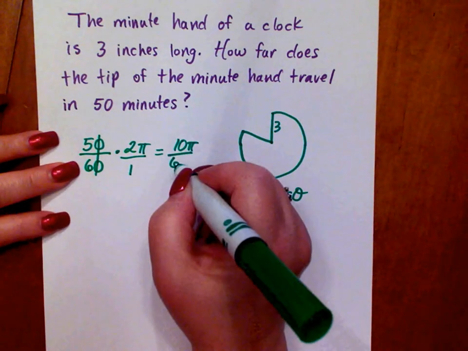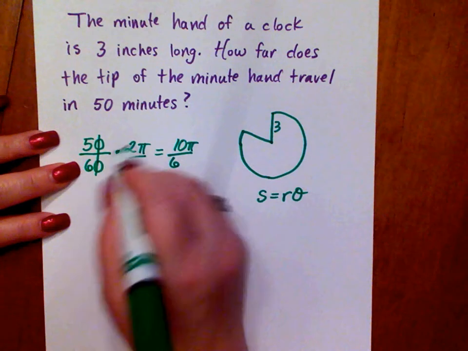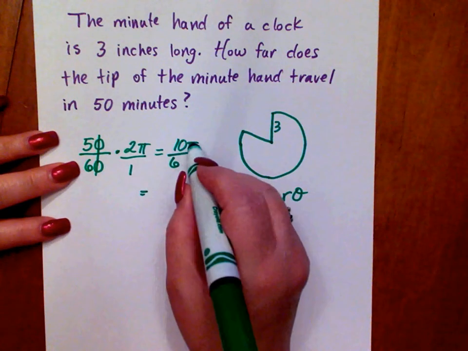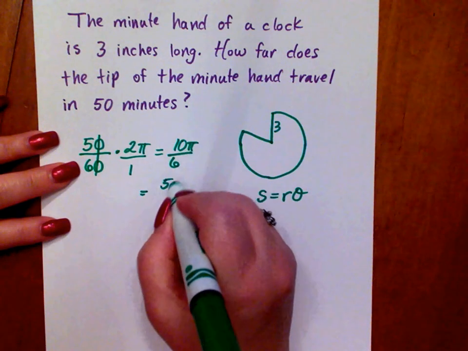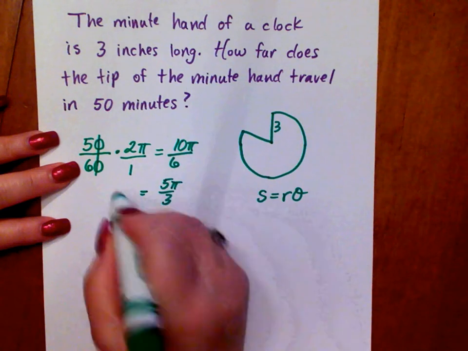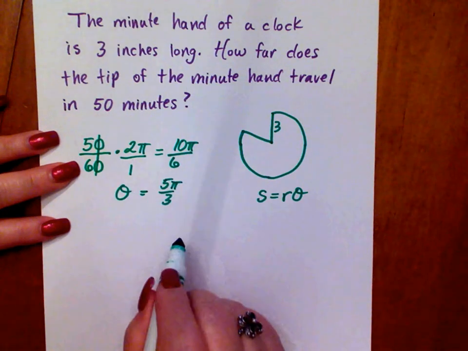And I guess I could have reduced that before, like here to here, but I'll just reduce it now. 10 pi over 6 reduces to 5 pi over 3. So this is what my theta is going to be. It's going to be 5 pi over 3.